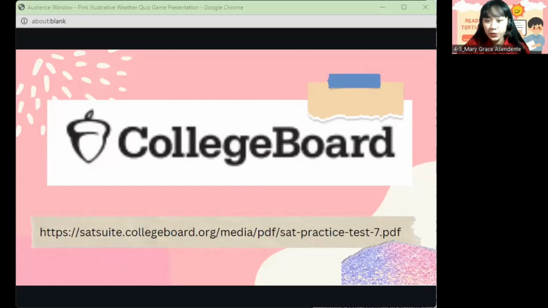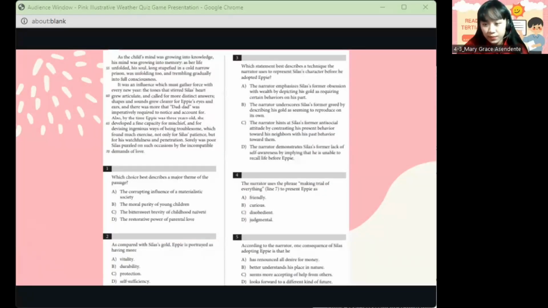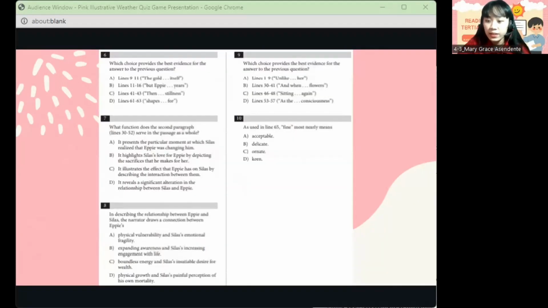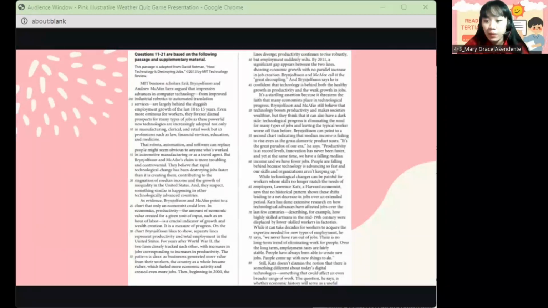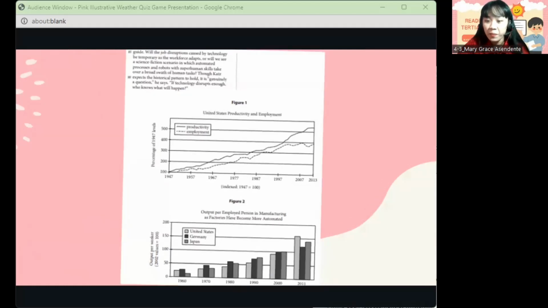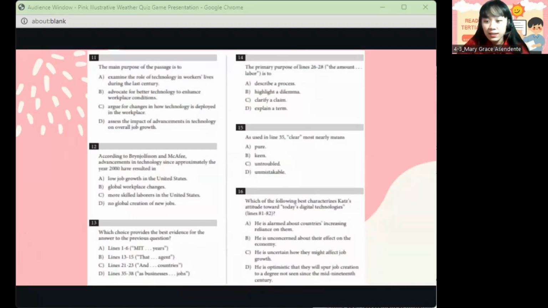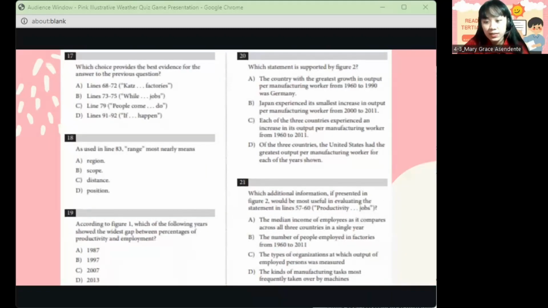Now, let us proceed to the reading assessment activity. I got this activity from satsuite.org. This is a reading comprehension activity wherein the students need to read a passage. Each passage is followed by a multiple choice question wherein the students need to select the best answer implied in the passages and graphics. This assessment is designed to measure how well the students comprehend or understand what they have read.